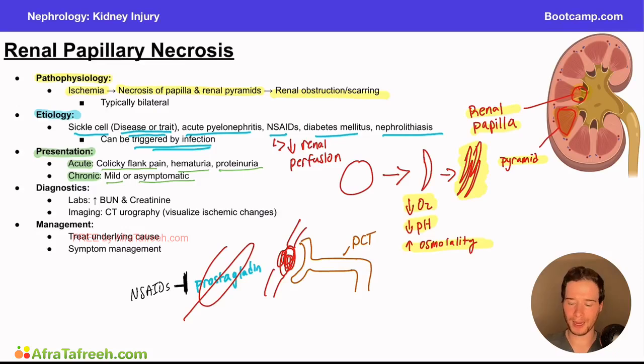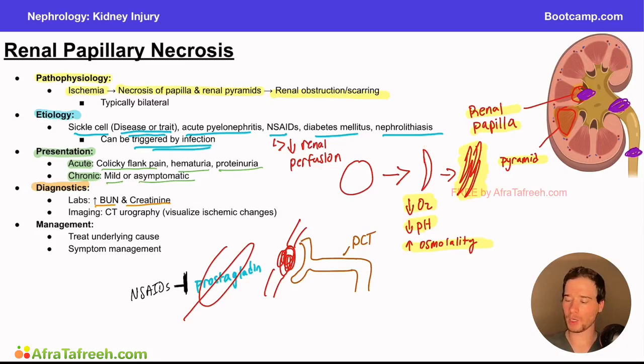Now, when we talk about diagnostics here, fairly simple for this one. We're really dealing with our standard labs that tell us that kidney function is decreasing. So we have an increased BUN and creatinine. Why is that? Well, we said that this can create an obstruction in the kidney. It can create an obstruction right here. It can create an obstruction right here. As the cells die off, they can create obstructions at various places in the kidney, in the ureter, in the calyces.